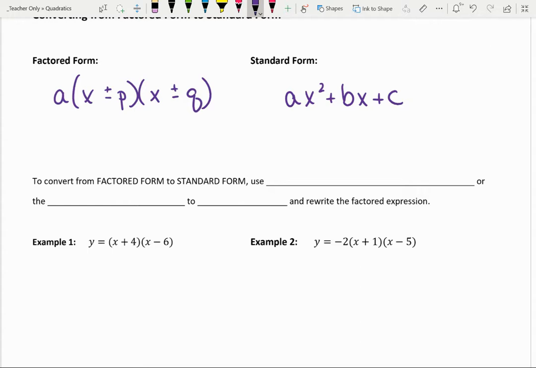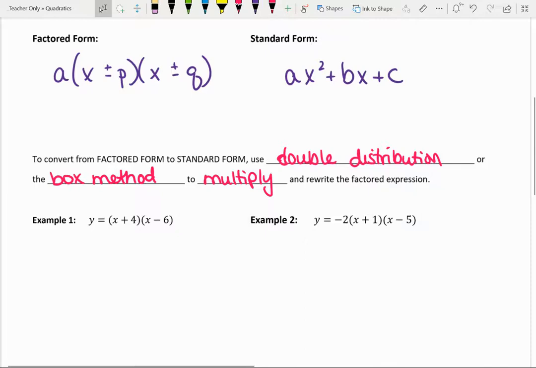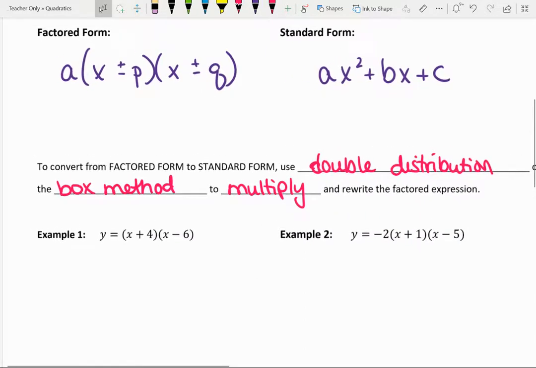So to convert from factored form to standard form, we're going to use either double distribution or the box method to multiply and rewrite the factored expression. Like I said, we have done this briefly before, but I think this will be some good review and we're going to practice together.